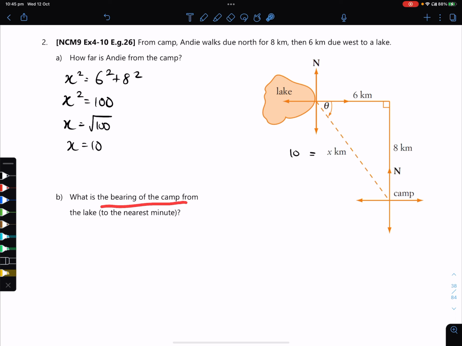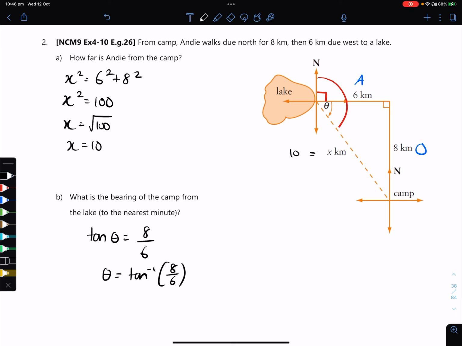What is the bearing of the camp from the lake? So since it says from the lake, we have to start from the lake and go towards the camp. So that's the bearing that we need. Okay, that's a total of 90 plus by this angle, which is theta. So we can find that by relating our opposite edge here as well as the adjacent edge. So we're going to use the tan ratio. Okay, so tan theta will be 8 over 6. Therefore, theta is inverse tan of 8 over 6.